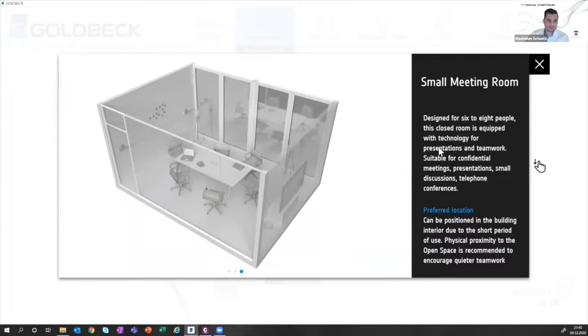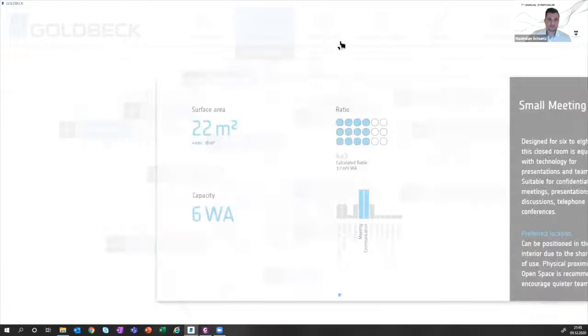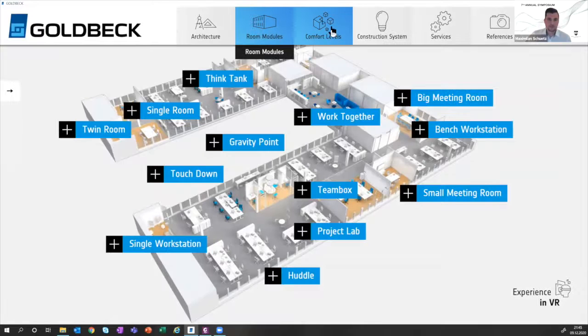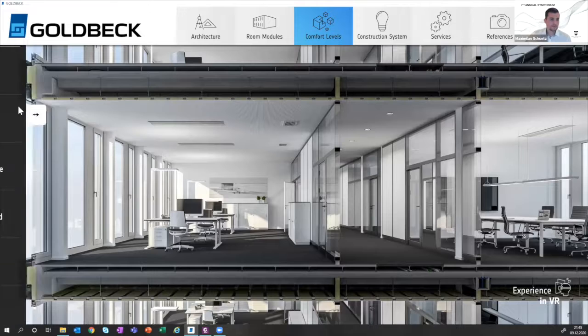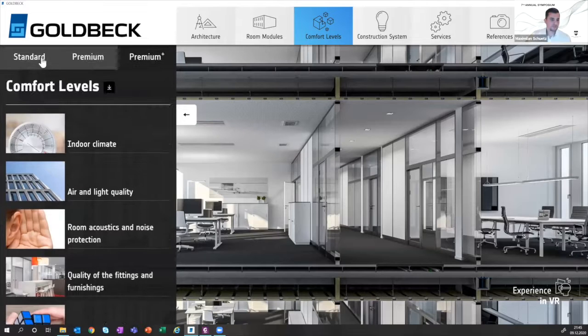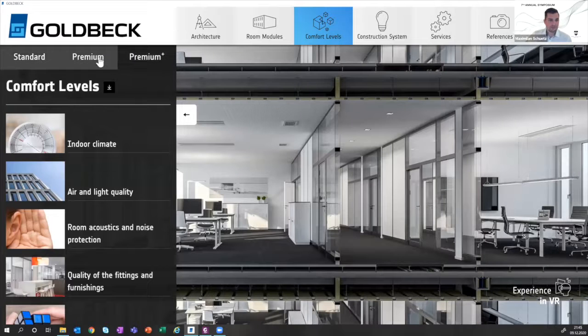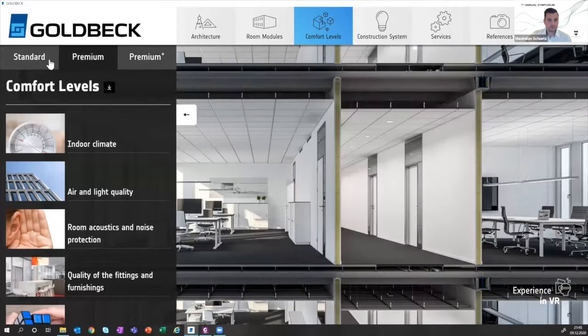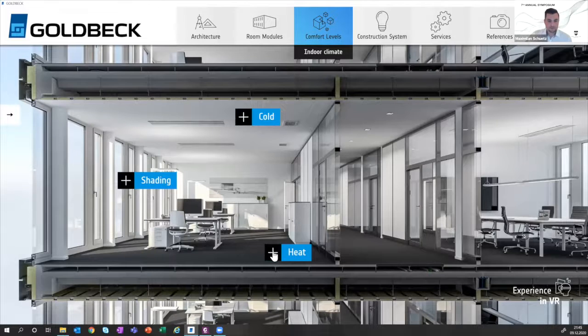Meeting rooms, for example, like everything is systematically standardized, but super flexible to fit and serve any needs. You can choose between different comfort levels within the system at Goldbeck. We always have standard, premium, and premium plus. And as I hit this configurator here, you can see in the background how your building, in this case an office building, is changing. But you can configure your building for anything.